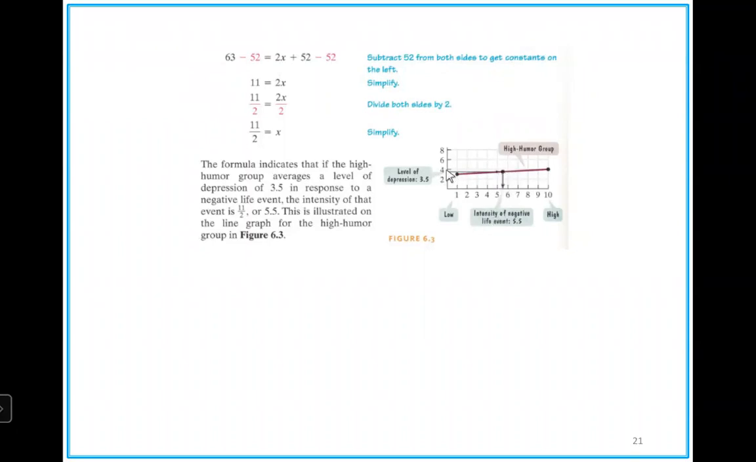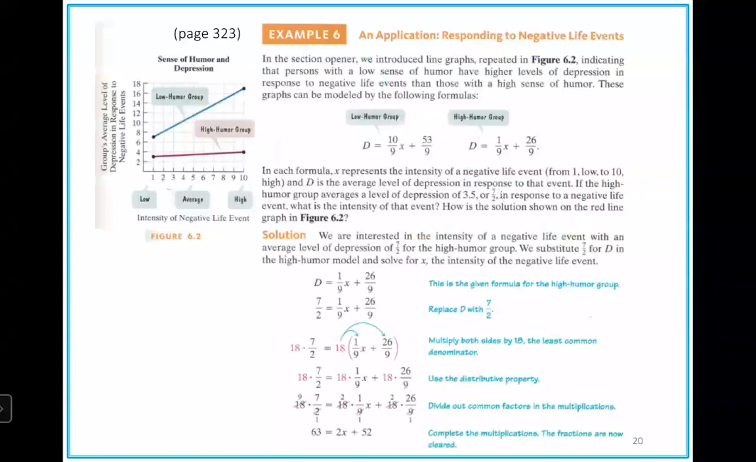So we got a level of depression of 3.5. And from the graph, we could show that, according to the graph, the intensity is 5.5. So in a case like this, we can either solve it using algebra, or we can use the graph that's given to you to work out the level of intensity.